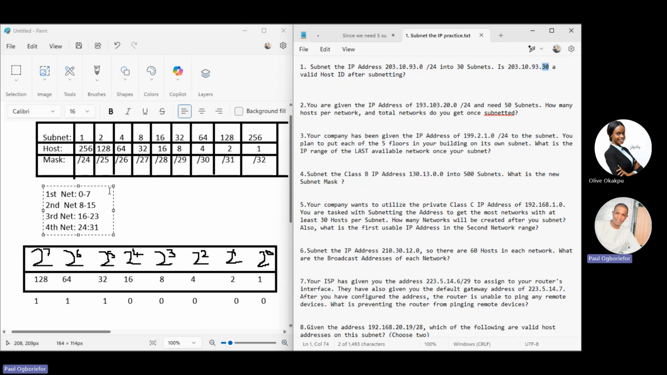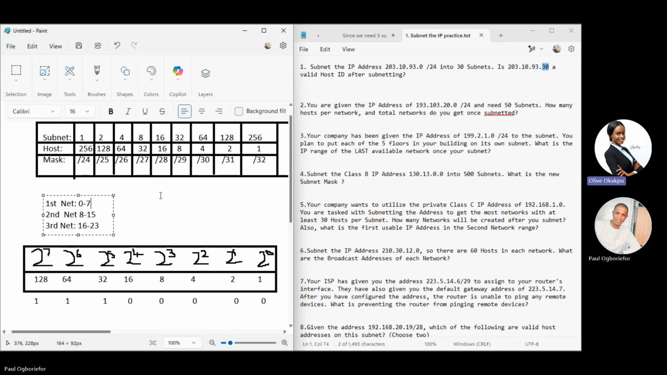So let's map out our host. What will be the host ID of the first network? It should be point 0. Yeah, that is the host. So the host for the first one is 0. So what will be the host for the second one? The host ID of the second network should be 8.